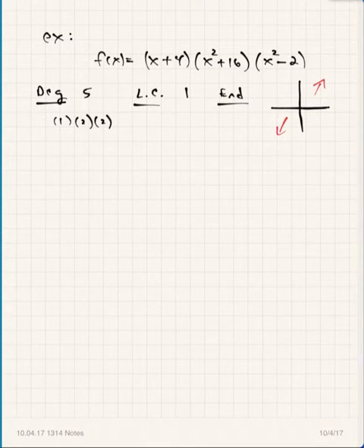All right, and so now the zeros, which is what I really wanted to talk about in this problem. The zeros, we set f of x equals 0, and we get this equation.